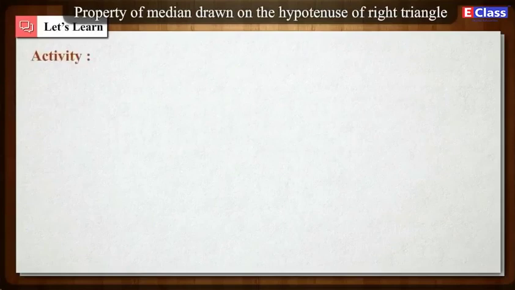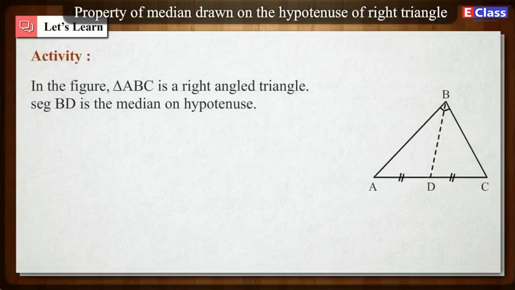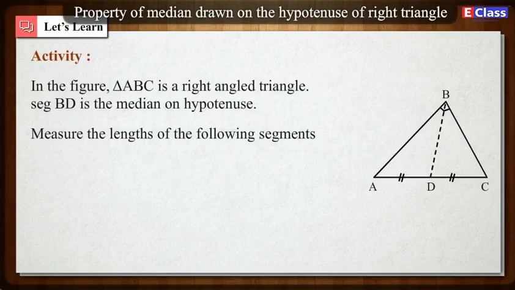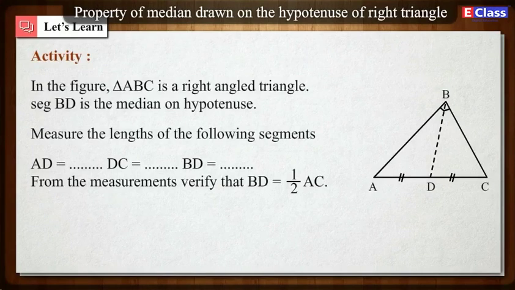Activity. In the figure, triangle ABC is a right-angled triangle. Segment BD is the median on hypotenuse. Measure the lengths of the following segments. AD is equal to ... DC is equal to ... BD is equal to ... From the measurements, verify that BD is equal to half of AC.